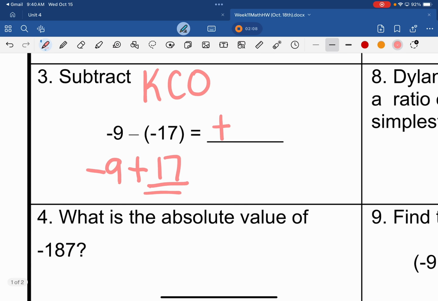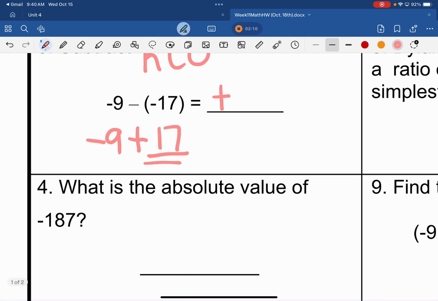For number 4, what's the absolute value? Another way of figuring out absolute value is just figuring out how many spaces it is away from 0 and knowing that it can never be a negative amount.